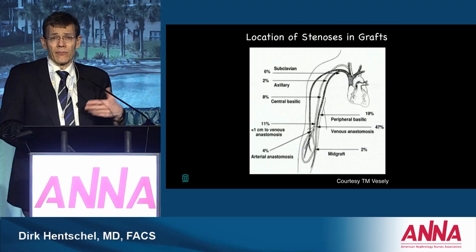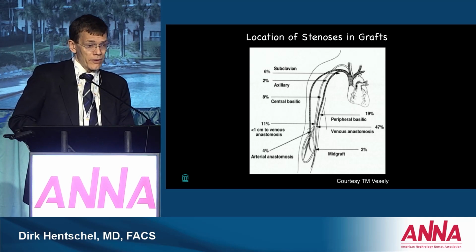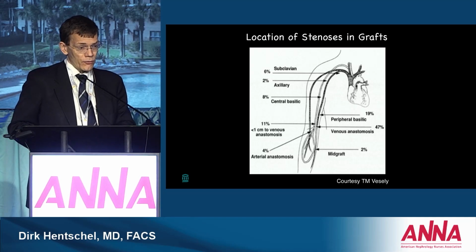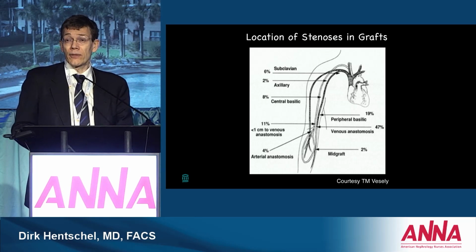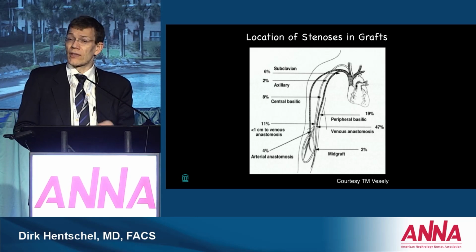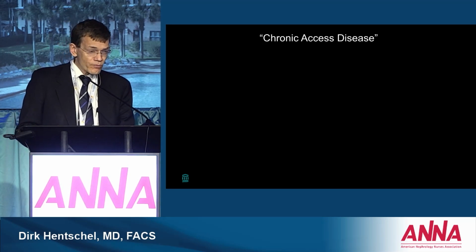For grafts, it's even more. Venous anastomotic stenosis, about 75%, or the combination of venous anastomotic and immediate outflow stenosis are about 65% of all stenosis in grafts right there. And they're very effectively treated now with stent grafts. So that's a standard procedure that you've probably seen used in many patients.